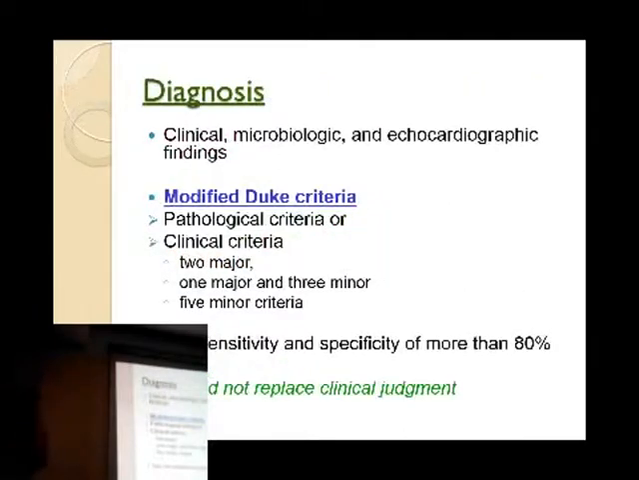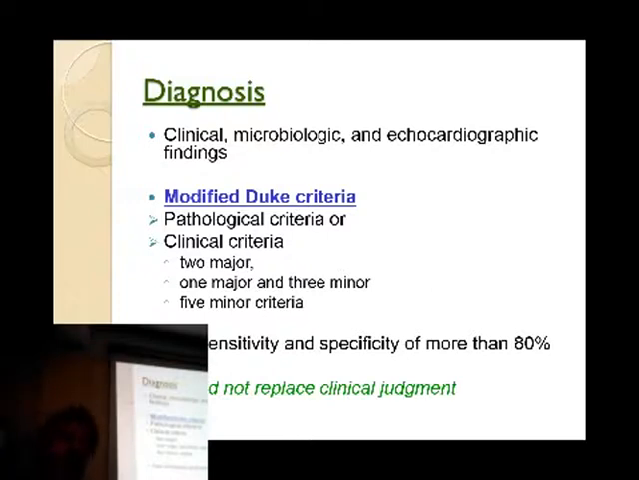Now, how do we diagnose this? The diagnosis is based on clinical findings, which I have explained already, then microbiological confirmation and echocardiographic findings. All these three components are put together under the modified Duke's criteria to make the diagnosis a definite diagnosis, likely diagnosis or unlikely diagnosis depending on the presence of these criteria.